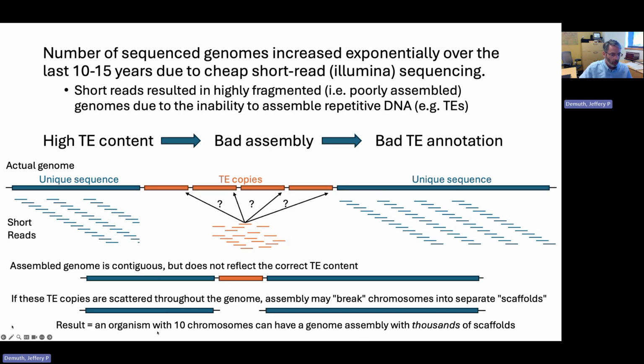And in an organism with 10 chromosomes, say, you can have an assembly that has thousands of scaffolds, right? So I think naively, if you're not used to the way short read genomes are, you think of an assembled genome as having roughly the same number of scaffolds as it has chromosomes. That is not the case at all with short read Illumina genomes. Typically, you have thousands, maybe tens of thousands of scaffolds, and it's all because of the difficulty of short reads to assemble repetitive content.